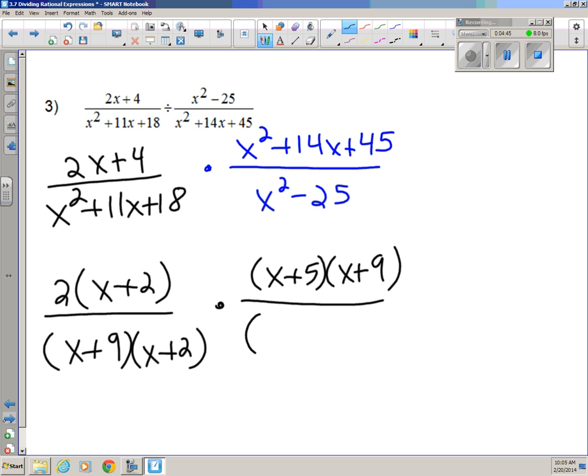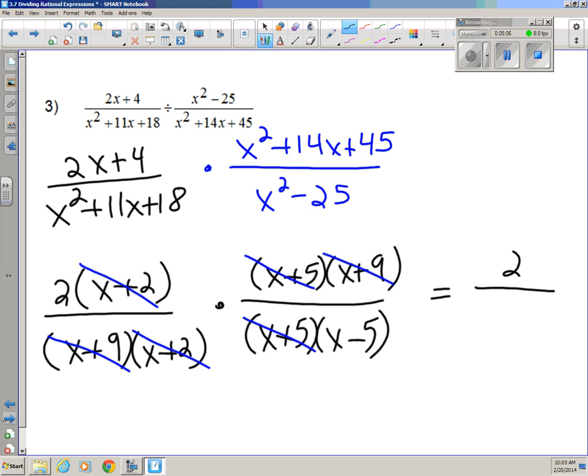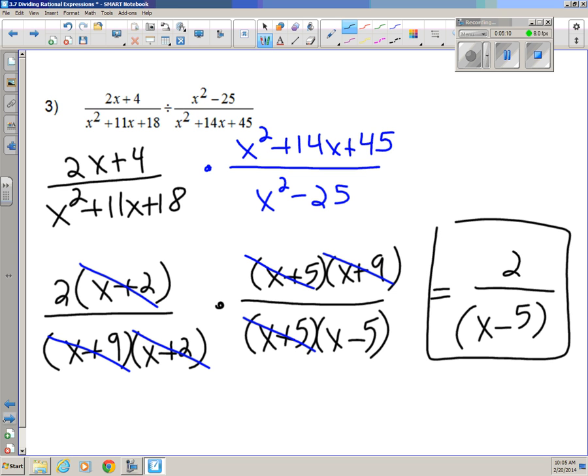My bottom is x plus 5, x minus 5. And just like yesterday, as long as I've got common factors top to bottom, I can simplify. X plus 5 goes away. X plus 2 goes away. X plus 9 goes away. Final answer in the top is just 2. On the bottom is just this binomial factor, x minus 5, and there's your final answer.